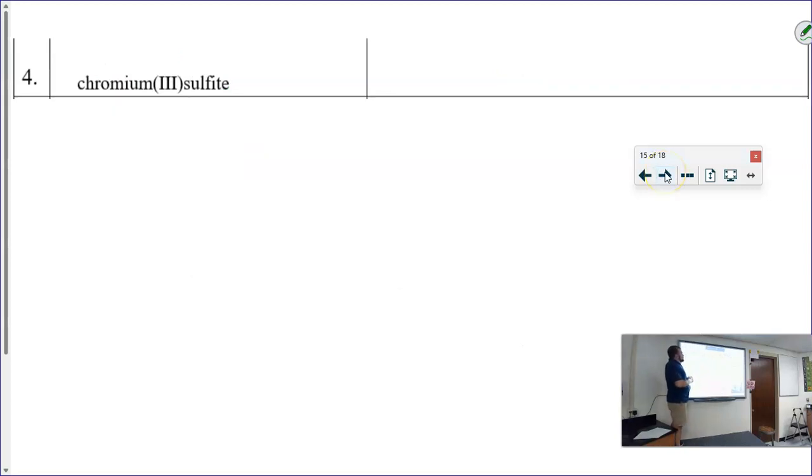Chromium 3 sulfite. That ite ending is telling me I've got to go look on the back of my periodic table. This Roman numeral is telling me exactly what my charge is for chromium. It's 3+. When you go and find sulfite, what you'll find is it's SO3 with a 2- charge. So now here we go again. I've got a 3+ and a 2-.